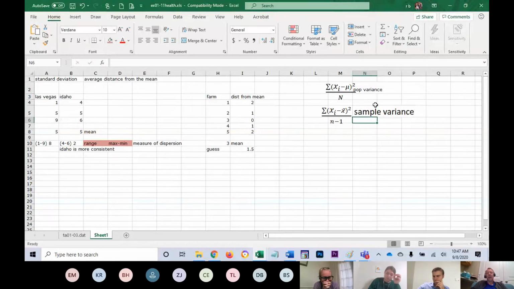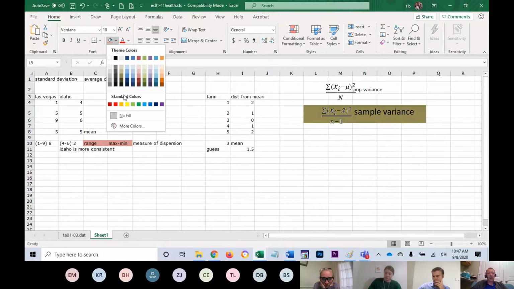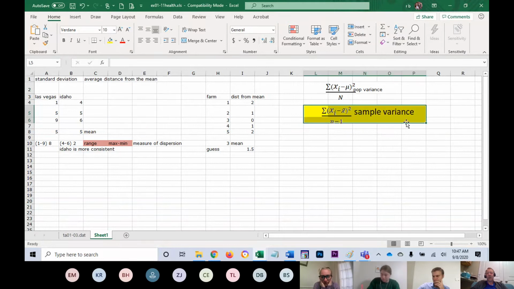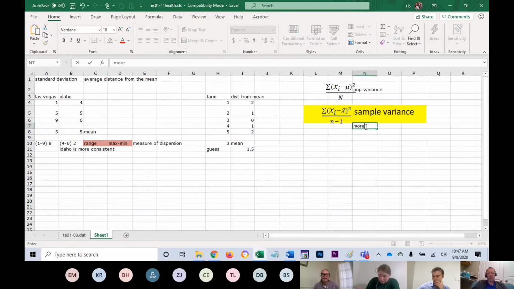Okay, now in real life, you're probably going to use this formula here. I'll highlight this one in yellow. This is going to be more commonly used, because typically we're going to deal more in samples than we are going to deal in populations. Okay. But you do need to know both formulas, okay?